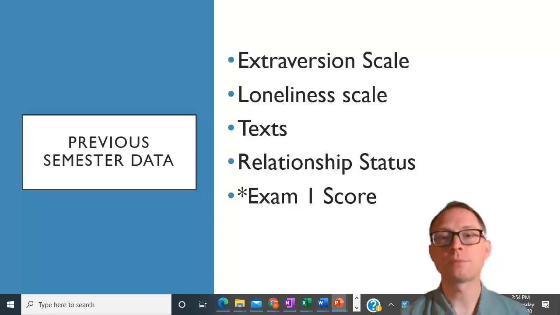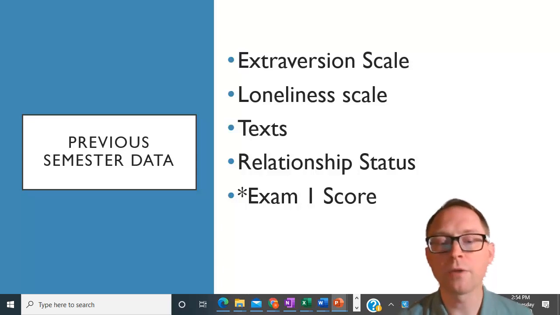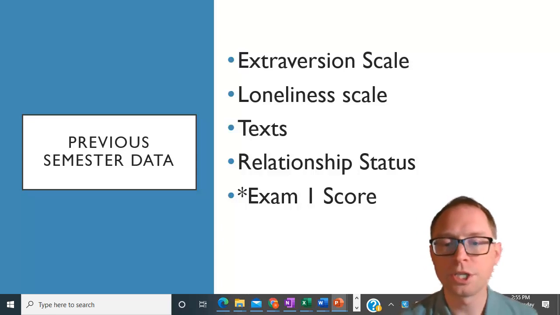Okay, what about your exam score? What kind of data am I going to get from your exam score? All right, exam score gives us continuous data.